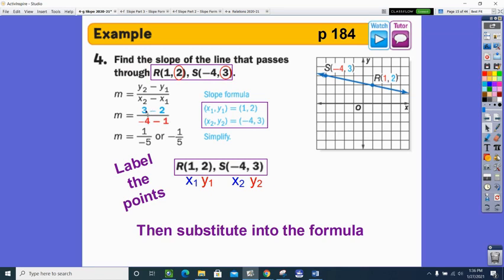Pick up my calculator to check myself if I need to, but 3 minus 2 is 1, and -4 minus 1 is -5. My slope is a negative. I'm going to drop 1 and run 1, 2, 3, 4, 5. Do you see that? So I'm going down 1 and to the right 5, and I didn't even need the graph paper to get that.